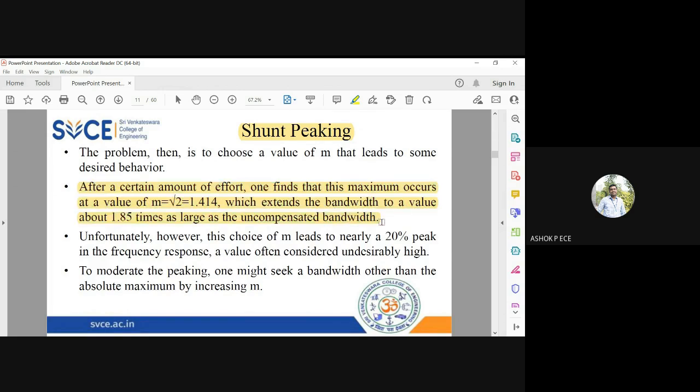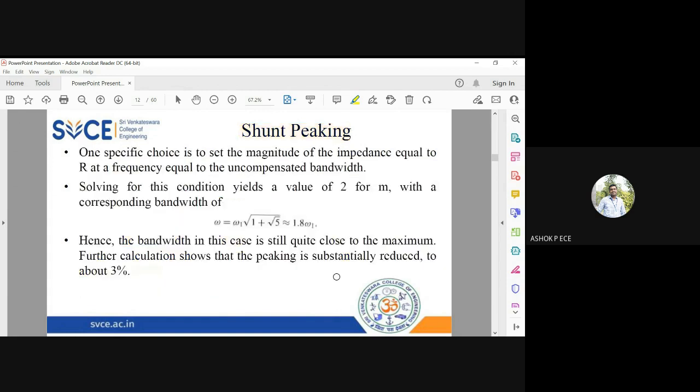So without inductor, find out the bandwidth. With inductor, you find out the bandwidth. They found the ratio is going to be 1.85 times. It is going to be large. And they say that the frequency response is peaking by 20%, which is considered very, very high. So I need to have a very moderate peaking and a broad bandwidth. So that is going to be found mathematically by maximizing M.